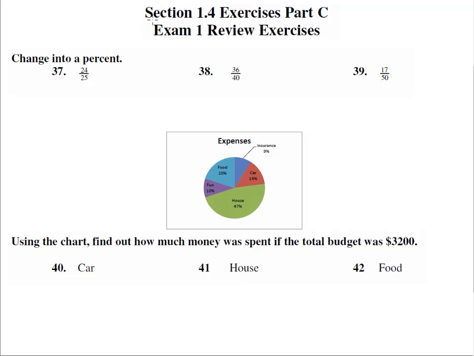Here we are in section 1.4 exercises, part C, exam 1 review exercises. So we're preparing for exam 1. First problems in numbers 37 through 42 that we're going to do, change into a percent. So we've got to do the division, turn them into a decimal, then move the decimal 2 places.